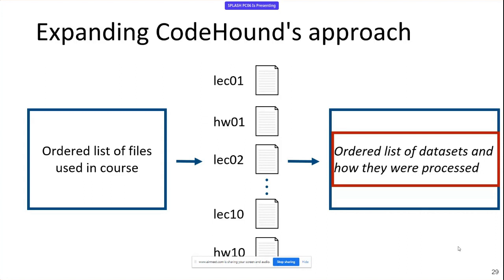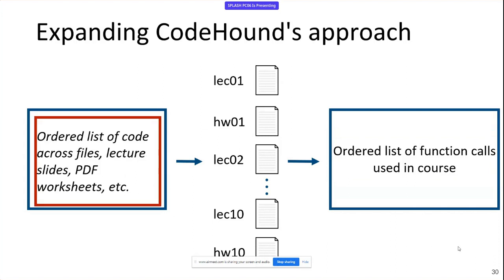One limitation of the current version of Codehound is that the files that Codehound analyzes all have to be Jupyter notebooks. But in a real course, code lives in multiple types of files and applications. So we have code that appears in our lecture slides. We have code that appears in our LaTeX-generated PDFs. And we would like to make sure that all of that code remains consistent across the course. So a future version of Codehound can also extract code across files and applications, from lecture slides and PDF worksheets, and make sure that all of that is consistent for the instructor.